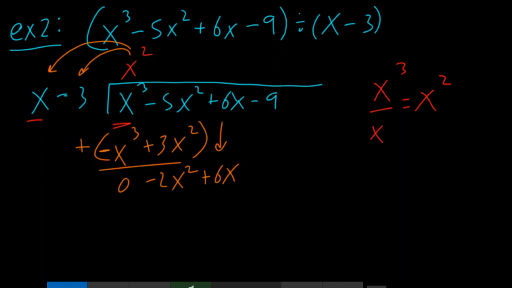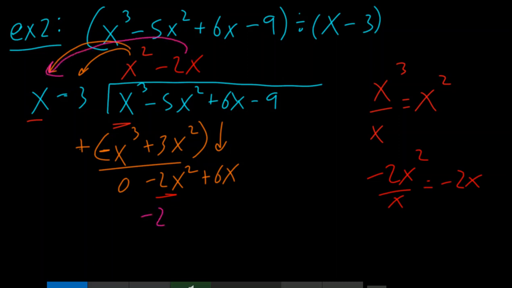From here, I repeat step number 2. I divide my leading coefficient, negative 2x squared, divided by x, which is in fact negative 2x. And so we'll write negative 2x right there. And let's switch up colors. Let's say now we multiply negative 2x times x, which is negative 2x squared, and negative 2x times negative 3, which will give us positive 6x.